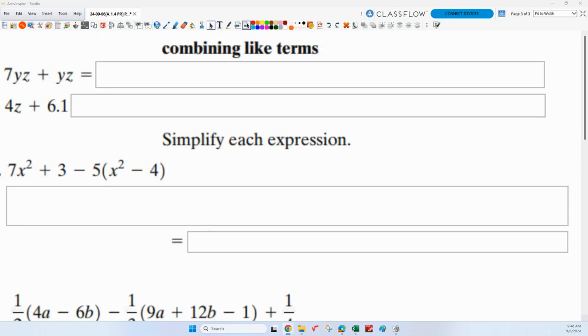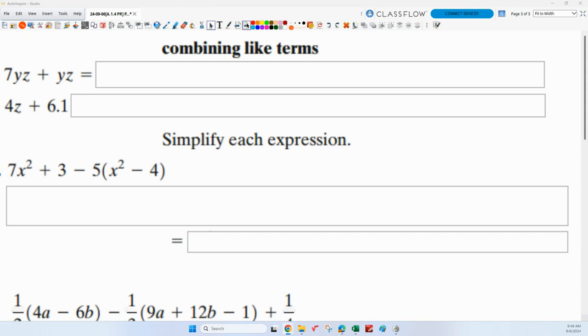And then finally, last issue is combining like terms. In that first example, are those like terms? Can we combine those? 7yz plus yz. Give me thumbs on that. Thumbs up for yes, thumbs down. Okay, yeah, lots of thumbs up. Good. We can. Why? How do we know that they are like terms? What do you think? Go ahead.